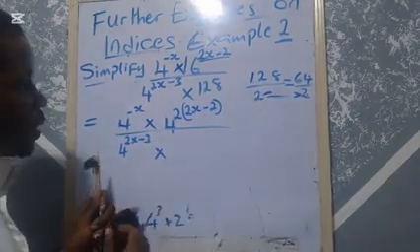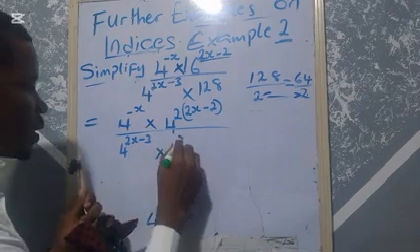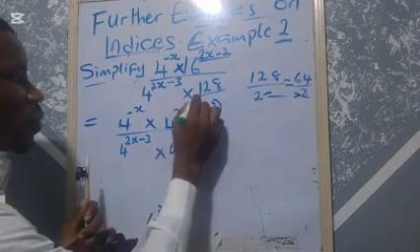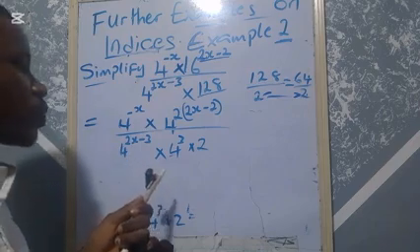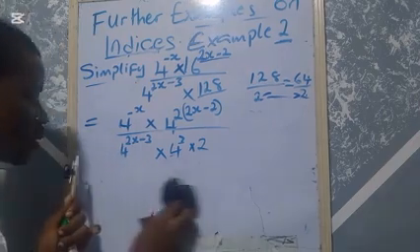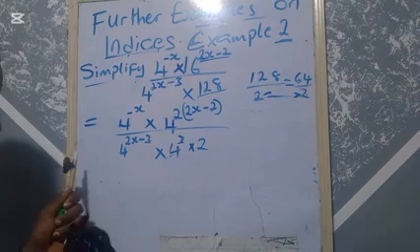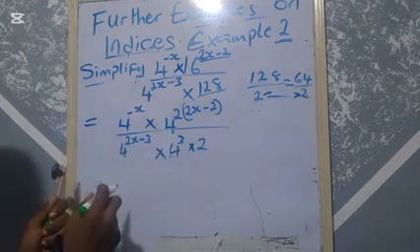Okay, let's just write it here. Instead of this 128, let us write 4 raised to power 3 times 2, which is the same as this 128 you are seeing here. So in place of 128, I've written it as 4 raised to power 3 times 2. Okay, now if you observe this, they have the same base, right?